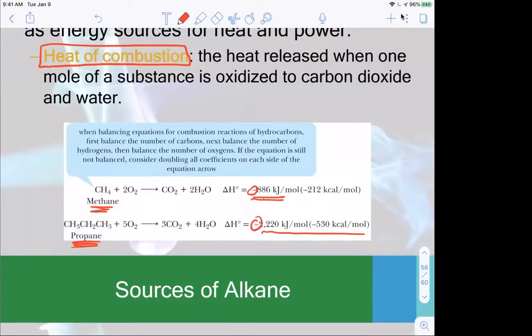When you want to balance these, remember I always balance carbon, then hydrogen, then oxygen. That's a trick that you should have learned in Gen Chem, your prerequisite course. If the equation is still not balanced, usually I have some fraction, something over 2 oxygens. So to make that a whole number, all I have to do is double all the coefficients.